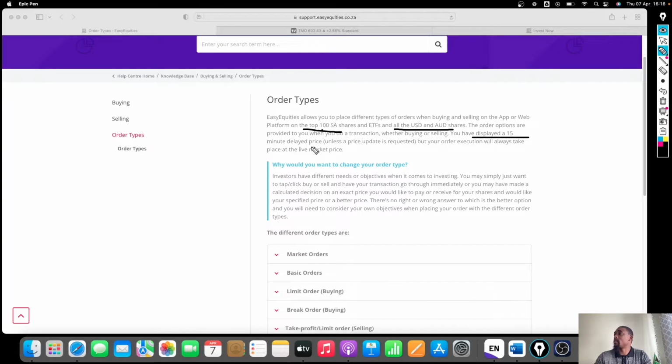So just keep in mind that it's not available for all the shares, and also remember that the displayed price has a 15-minute delay, but if you have EasyCredit, you can use your EasyCredit to request the live price of that particular asset that you're interested in. Remember, the commission on EasyEquities is 0.25%, but if you place some of these order types, instead of paying 0.25%, you will actually be paying 0.35%. So make sure that you understand that before you place this order.